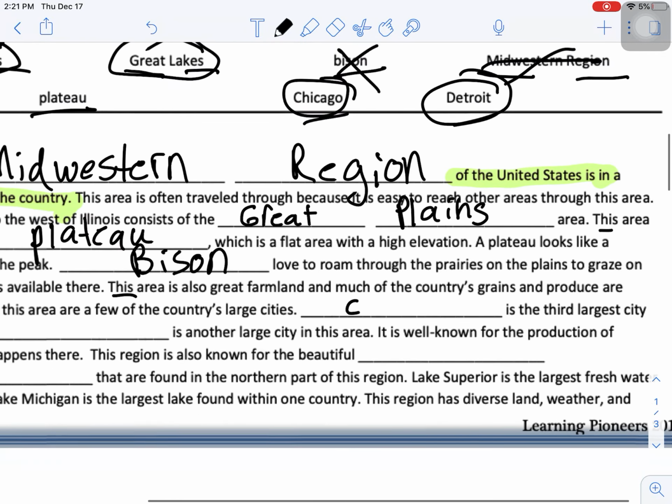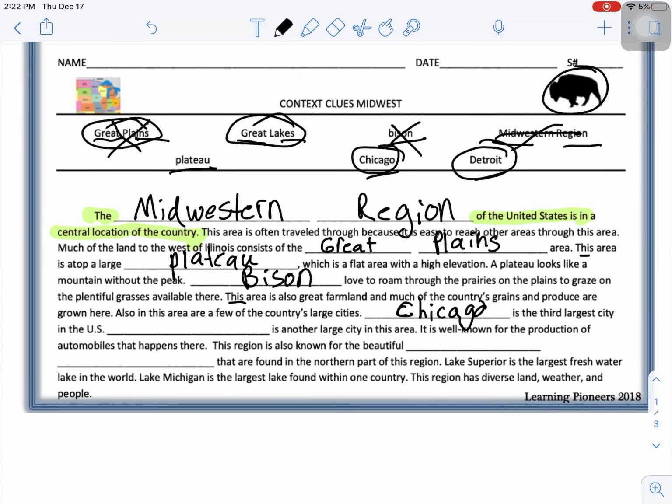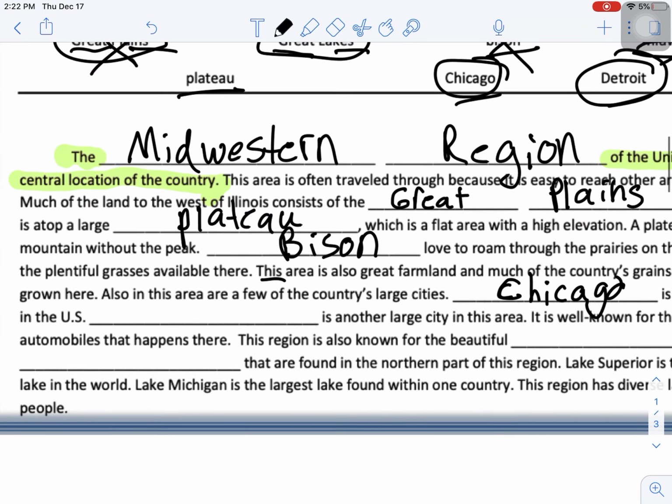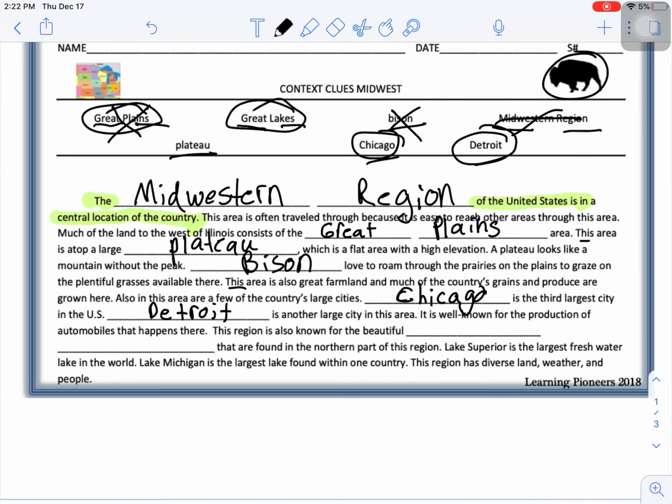Bigger city is, I should capitalize that better, Chicago. Chicago is bigger than Detroit. It is the 3rd largest city in the U.S. But another city that we just talked about is Detroit. Detroit is another large city in the area. It is well known for the production of automobiles that happen there. Production of automobiles. This region is also known for the beautiful blank.